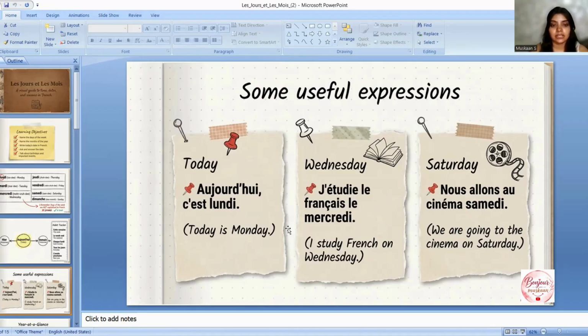Let's repeat the sentences once again. First is aujourd'hui c'est lundi. Aujourd'hui c'est lundi. Second is j'étudie le français le mercredi. J'étudie le français le mercredi. Third is nous allons au cinéma samedi. Nous allons au cinéma samedi.